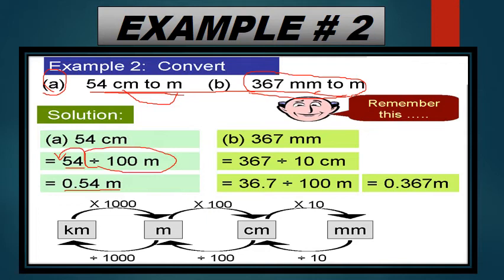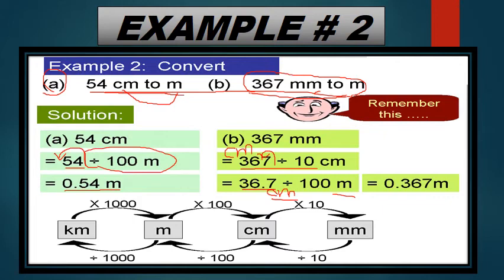Now first we convert into centimeter. How we convert into centimeter? We divide this 367 by 10. So we move the decimal point 1 place to the left. So we will get 36.7 centimeter. Now we are converting this centimeter to meter.